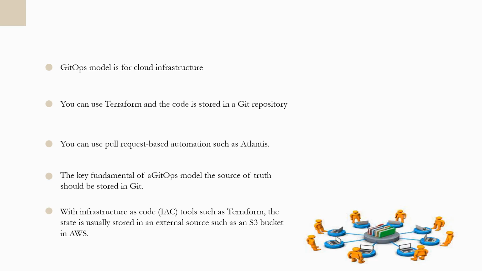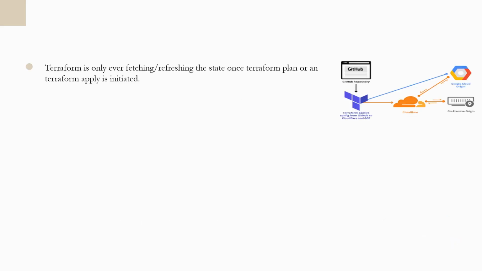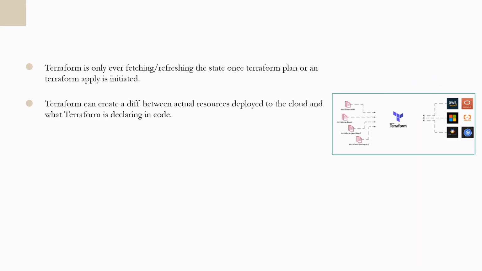With infrastructure as code tools such as Terraform, the state is usually stored in an external source such as an S3 bucket in AWS. Terraform is only ever fetching or refreshing the state once terraform plan or terraform apply is initiated. Now, this can create a diff between actual resources deployed to the cloud and what Terraform is declaring in the code.